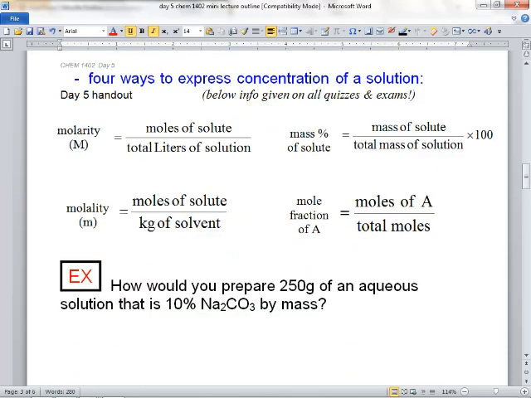Okay. Four ways to express concentration of a solution. So there's four of them up there.